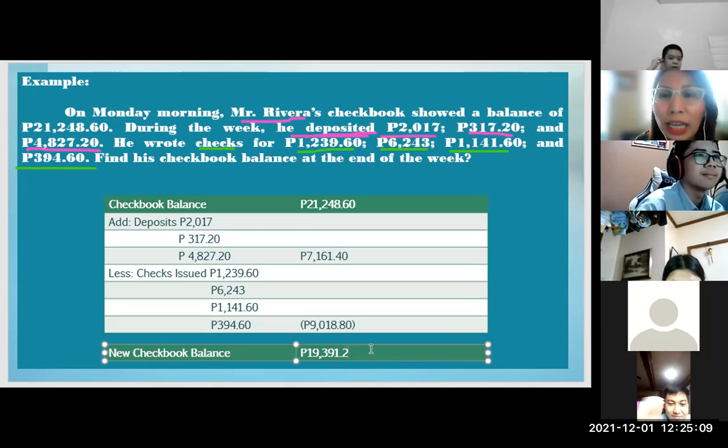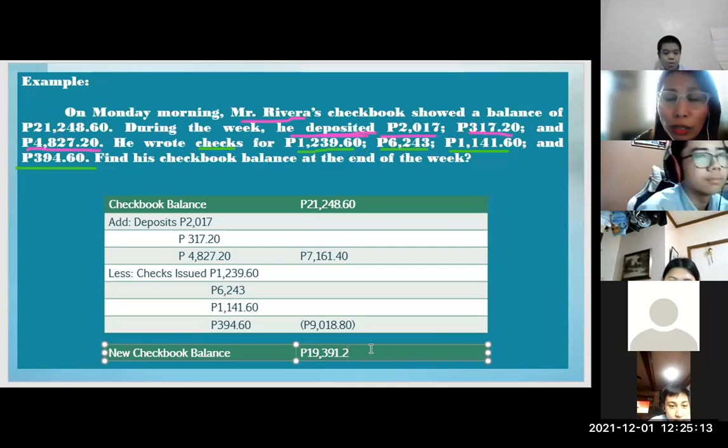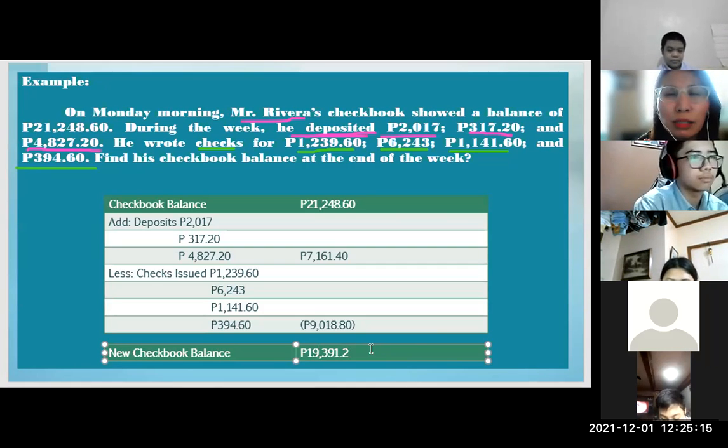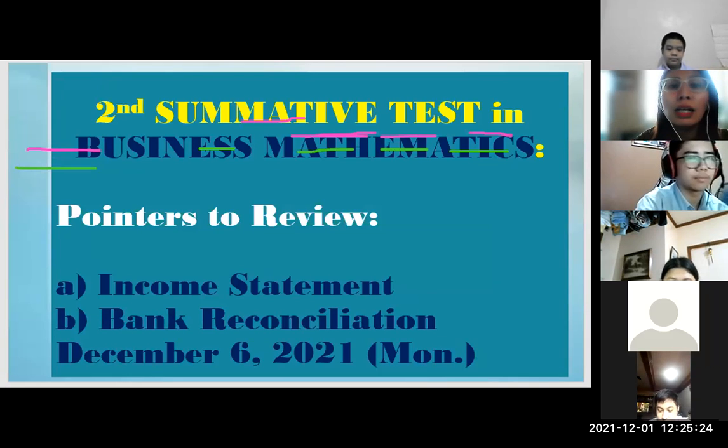Basically, you have to find keywords. Okay po? You have to find keywords so that you will know if this particular amount ay ide-deduct po ba or i-add. Okay po? Okay. So, these are the pointers to review.